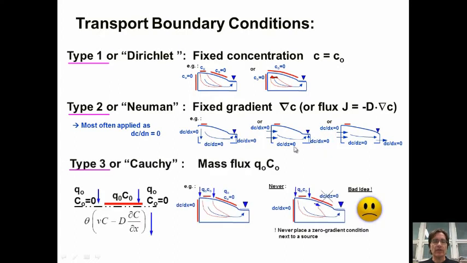We actually have a third type called a type 3 or Cauchy boundary, which is a mass flux condition where we impose a mass flux determined by the product of a flux times the concentration.